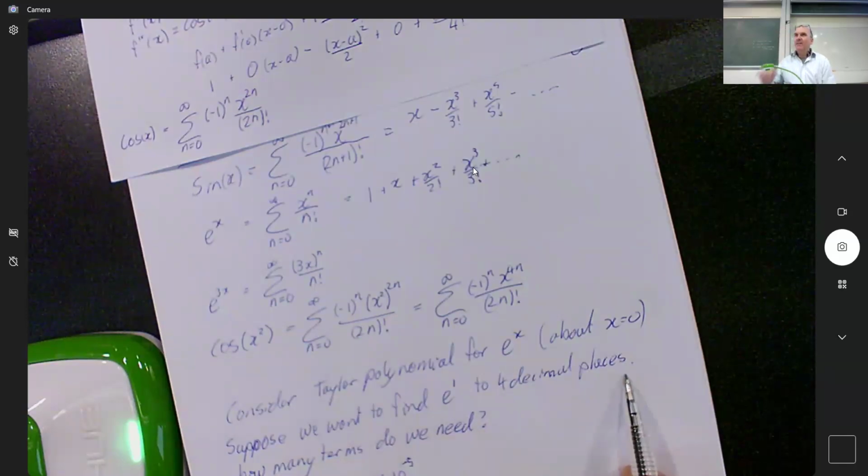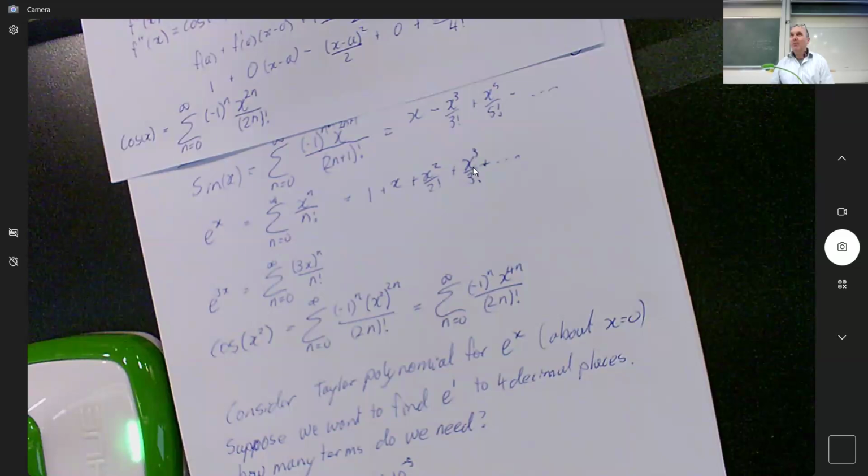So this can be one of the things that I always had a bit of trouble with, which was deciding what value I should put here. Sometimes they will say within 10 to the minus 4, 0.0001.